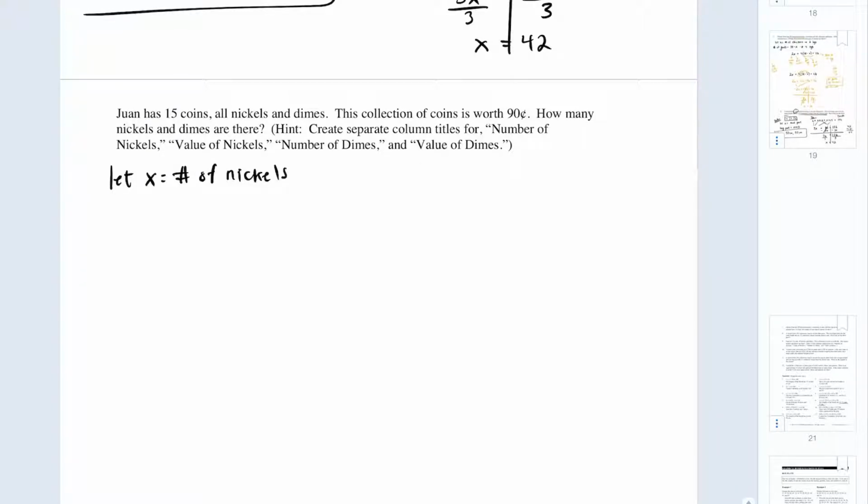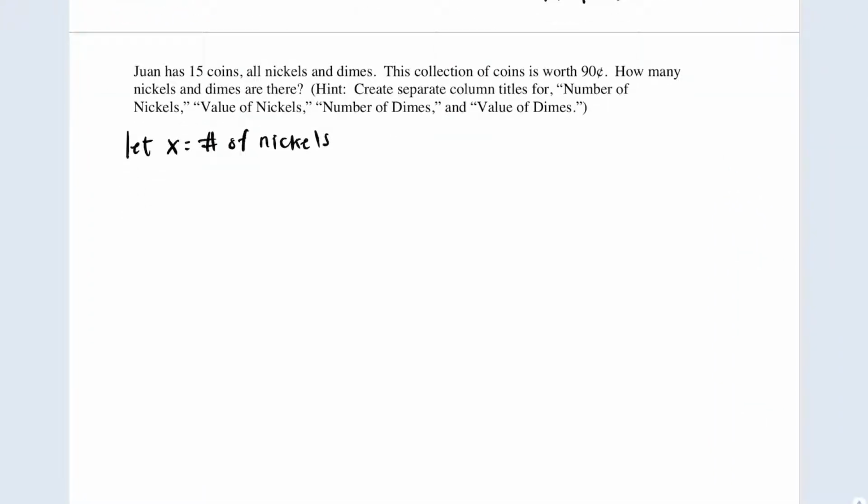Juan has 15 coins, all nickels and dimes. This collection of coins is worth 90 cents. How many nickels and dimes are there? Okay, and so in their hint, they say create separate column titles for number of nickels, value of nickels, number of dimes, and value of dimes. And that's all going to be taken care of behind the scenes, okay?